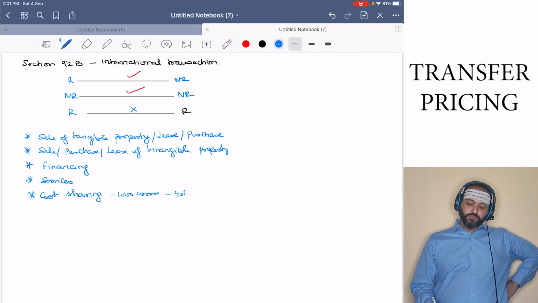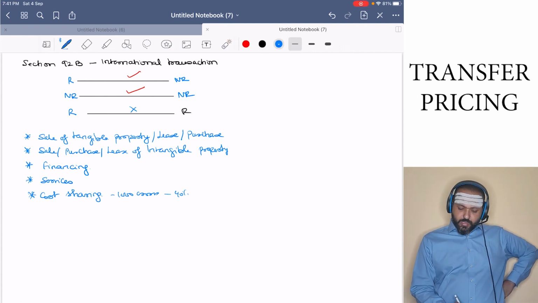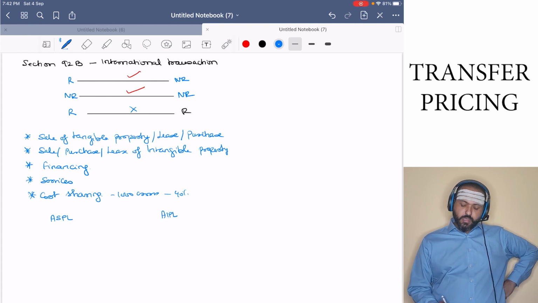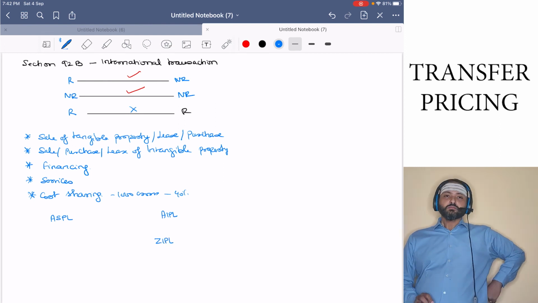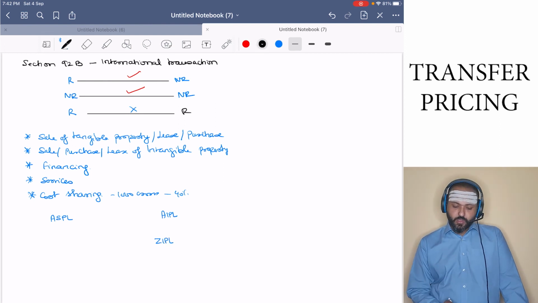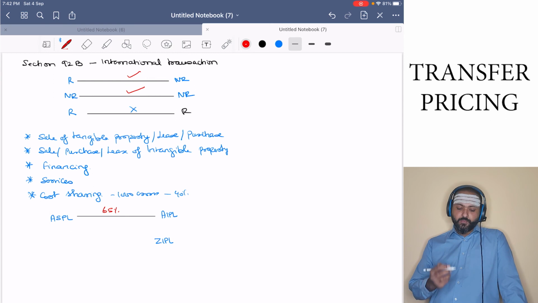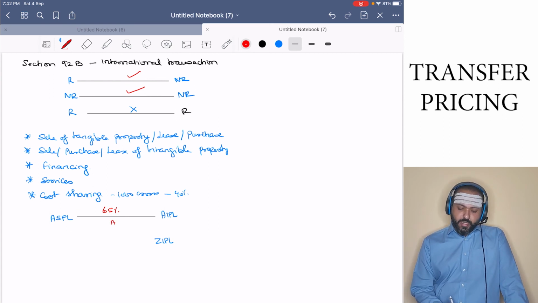Now, let us take one case here. Now, ASPL, then AIPL. And let us take, for example, Zebronics India Private Limited. Okay. Now, this entity is holding 65%. ASPL is holding 65% in AIPL. Therefore, these two are associated enterprises. Now, this is a third party, unrelated party.